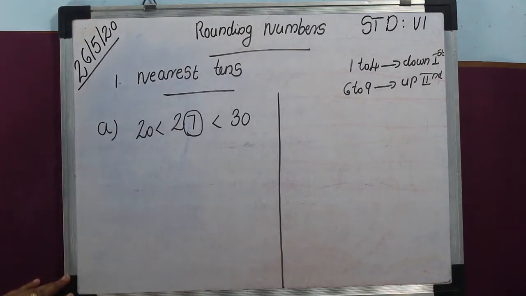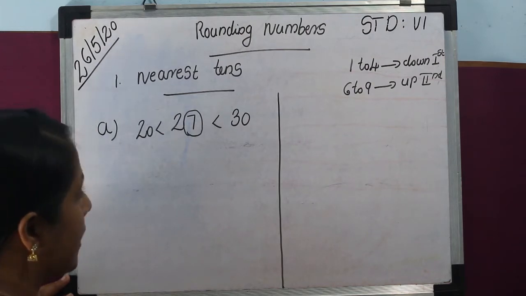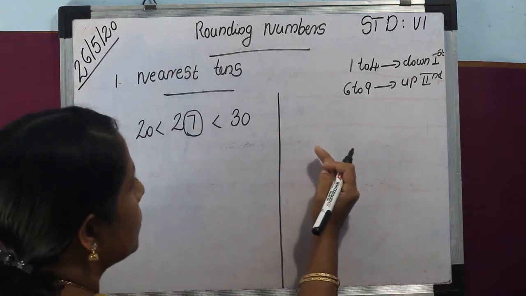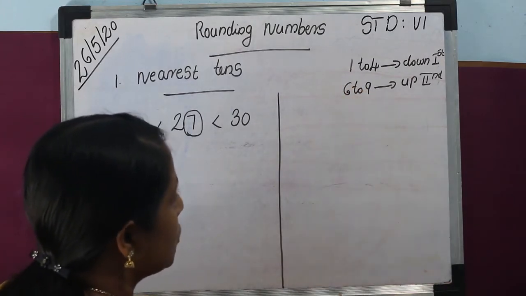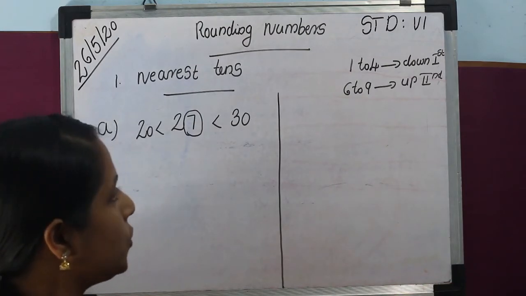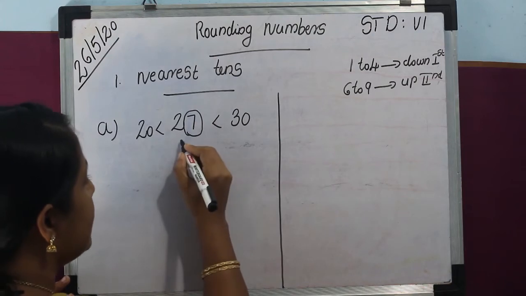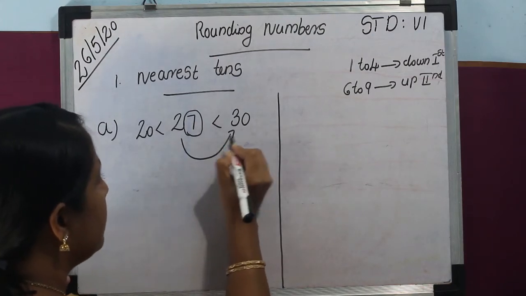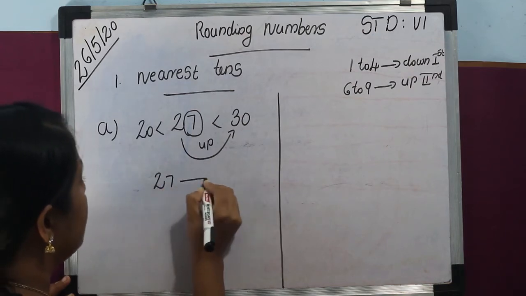Then our number is 27. 27 lies between 20 and 30. Then the next number, the ones place value, is 7. Does 7 belong to 1 to 4 or 6 to 9? Yes, 7 belongs to the 6 to 9 category. So, 27 is rounded up to 30. Therefore, 27 is rounded up to 30.